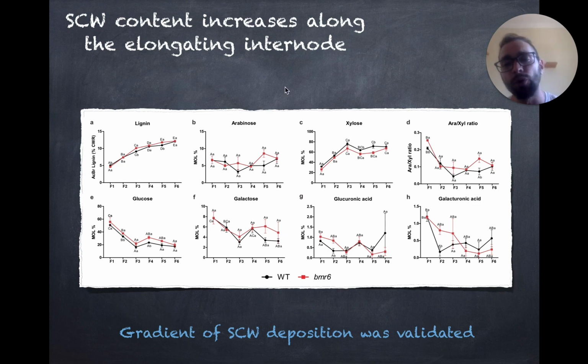We observed that in both genotypes we see a gradient in secondary cell wall deposition. You can see that in both genotypes we see an increase in lignin content and also in xylose content, which represents basically arabinoxylan, the major hemicellulose present in grass cell walls. Other monosaccharides, representing pectins for instance, decrease. Those results altogether suggest an increase in the gradient of secondary cell wall deposition, and the pectin decrease is related to this because grasses show very little pectins in secondary cell walls. So we confirm here that using the elongating internode we can see a gradient in secondary cell wall deposition.